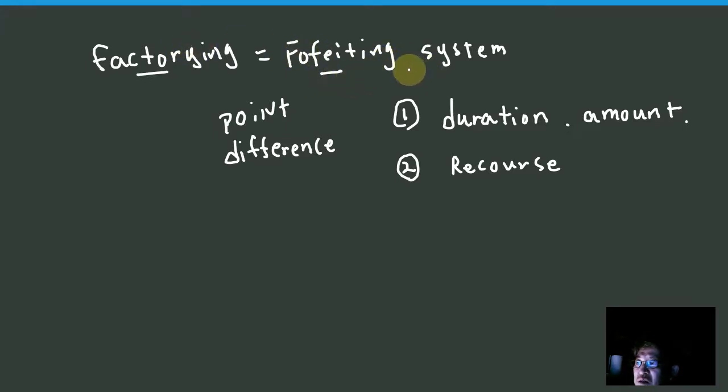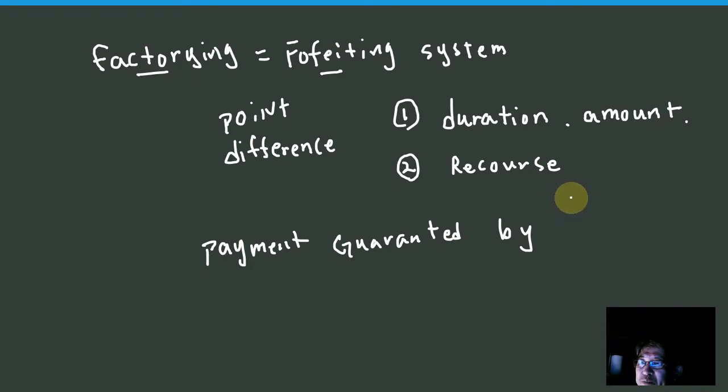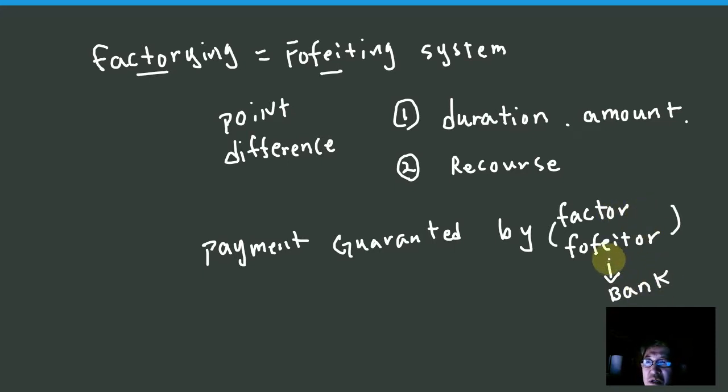Forfeiting and factoring are similar. I told you this is a special payment system in which the payable is guaranteed. The payment is guaranteed by a bank, actually by the forfeiter or factor. Usually these two entities are banks. Usually a bank plays a role as a factor or forfeiter, not always. So let's see how it works.